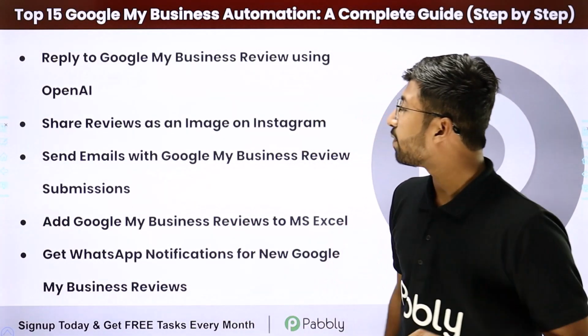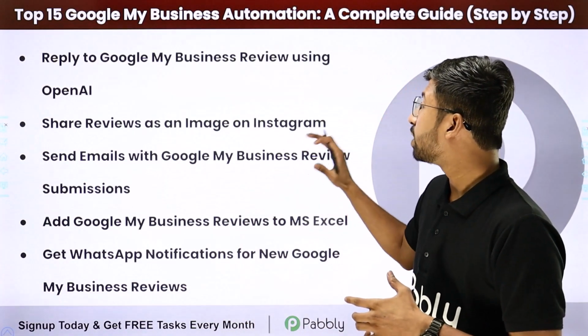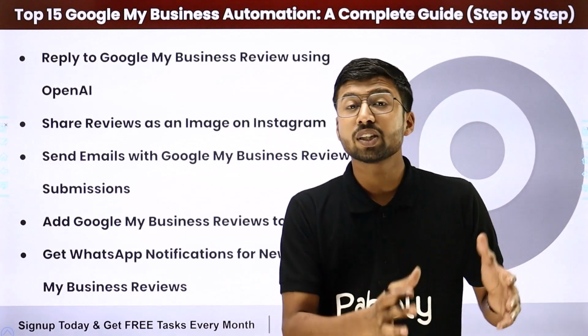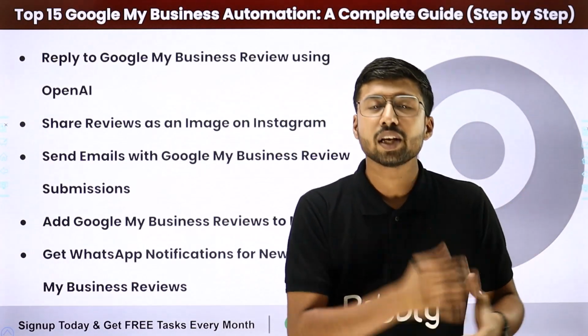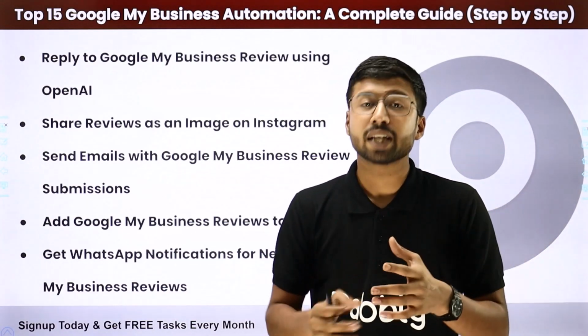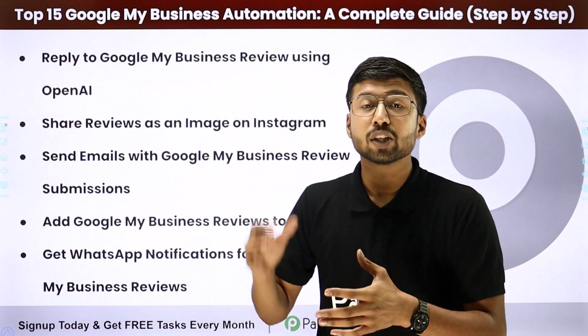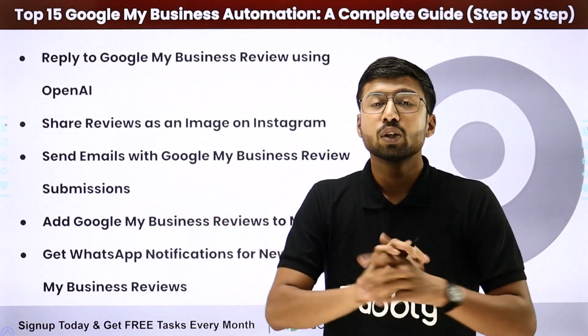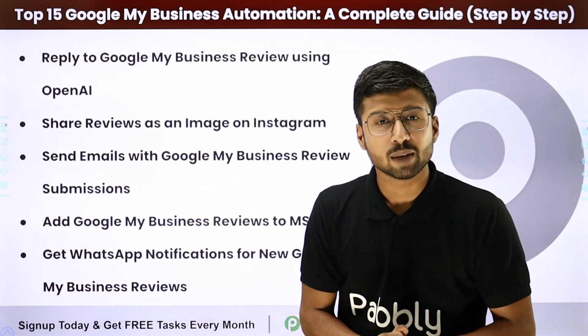The next automation that we have is sharing reviews as an image on Instagram. So if you receive a 4-star or a 5-star positive review on your Google My Business profile, you can automatically create an image for the same review with the same text and automatically post that image on your Instagram profile or any other social media platform as well, to showcase that review on your social media platforms.